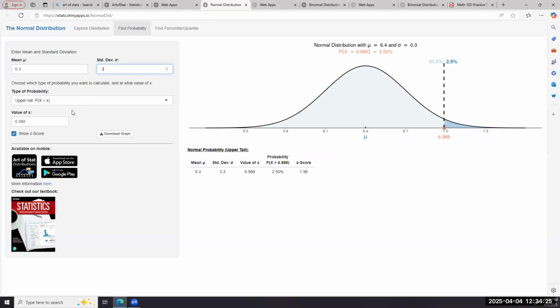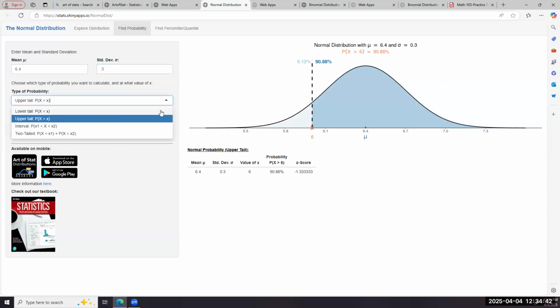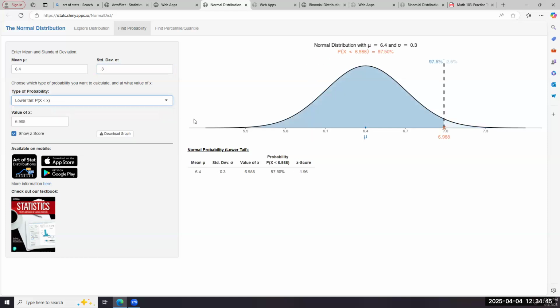That's it. Then case one, for x to be less than 6. So the value for x is 6, and it's less than, the area to the left. In the case of less than, the probability would be 97.50%. So the chance that the lorry load is going to be less than 6 tons is 97.5%. Okay, so that's case one.